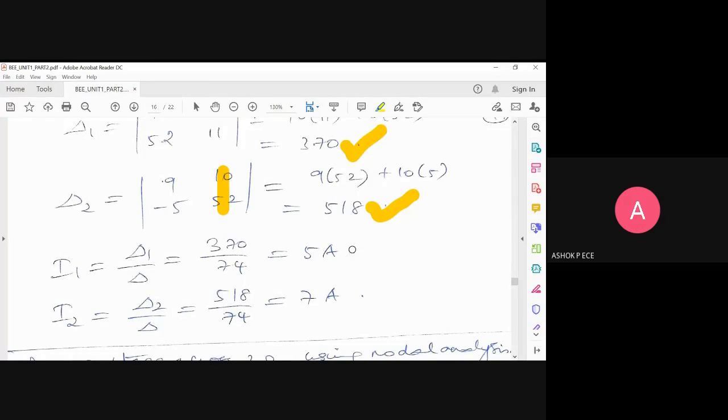So I1 is going to be delta 1 by delta. 370 by 74 is 5 amperes. And I2 is going to be delta 2 by delta. 518 by 74 is going to be 7 amperes. So check whether you're getting this answer. Yes, sir. I got the same. Yes, sir. 5 and 7. Yeah, good.